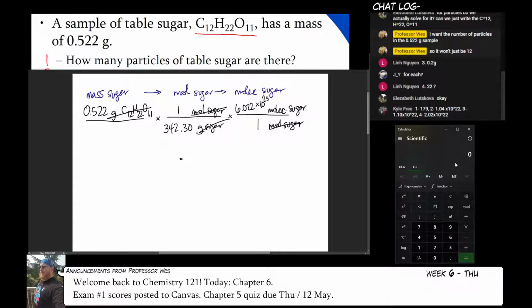So we should get 0.522 times, oh my goodness, scientific notation, why? 6.022 times 10 to the 23 divided by 342.30. And now I need scientific notation. 9.18 times 10 to the 20 molecules of sugar. So that's the first problem.